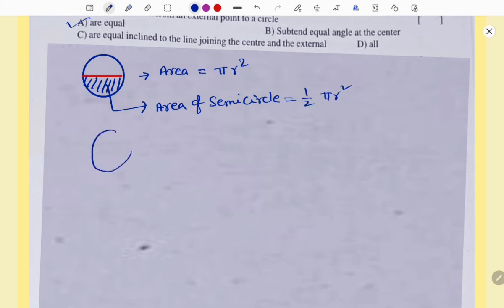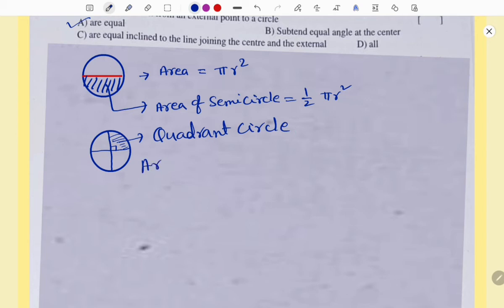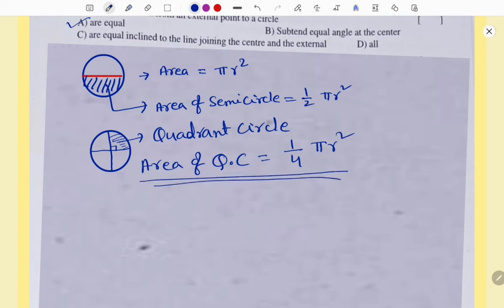Suppose a circle is cut into 4 equal parts. Now what about each part? Suppose here this angle is 90 degrees. Now what about this one? Here with 4 equal parts, each part is called a quadrant circle. Now what about the area of a quadrant circle? That is equal to 1 by 4 pi r square. Keep it in your mind. Area of the quadrant circle is equal to 1 by 4 pi r square.